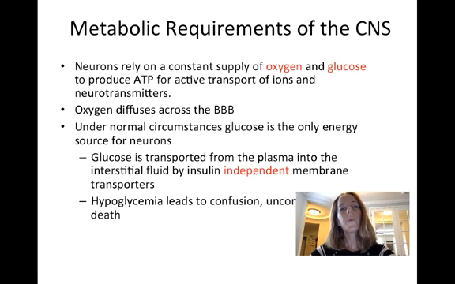So if the metabolism of the central nervous system is oxygen and glucose, what type of metabolism is that? Think back to your metabolism lectures. Yeah, so it's aerobic metabolism that we studied that occurs in the mitochondria, requiring oxygen and glucose.